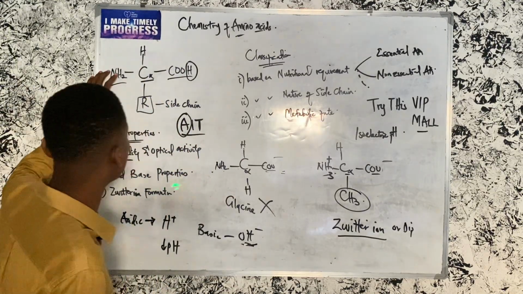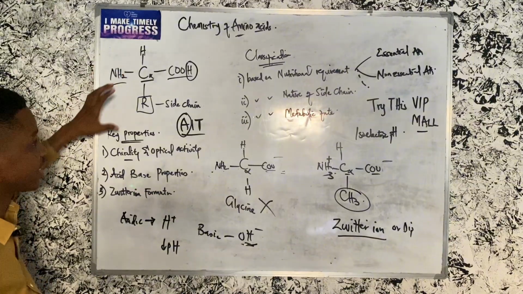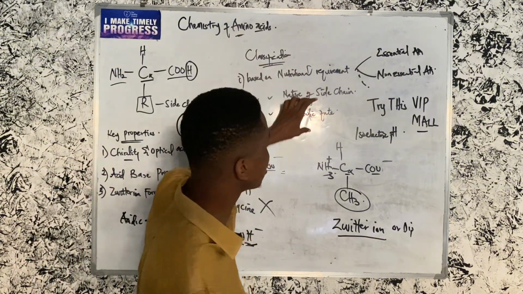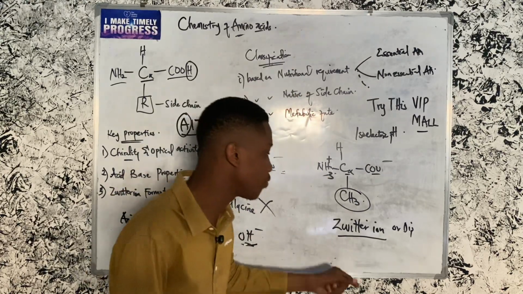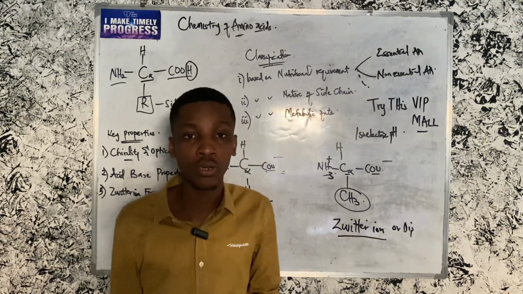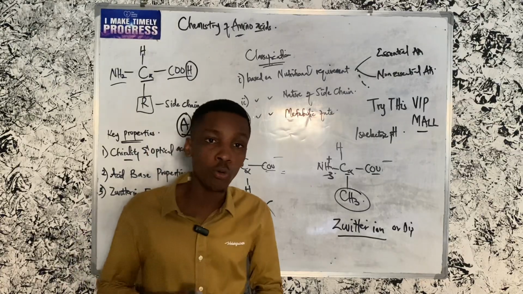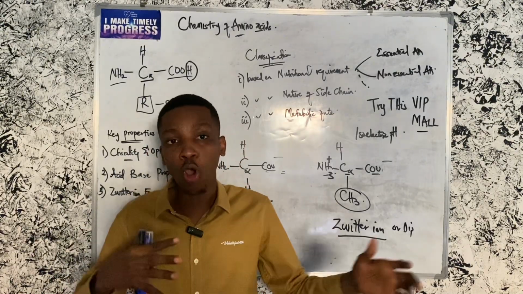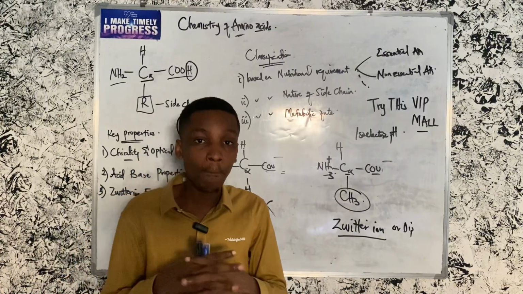So that is just that for the chemistry of amino acids. The key things we are noting are the structure, the key properties, and the classification. For the classification, there are three criteria, and you must know all of them. Take note of what a Zwitter ion is. I know I hurried through it because of time, but I believe you understood what we did today.